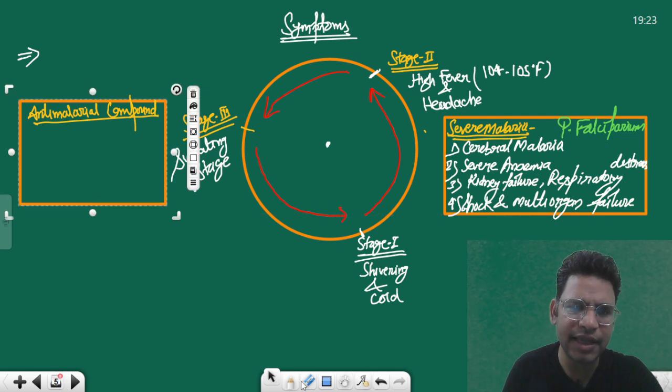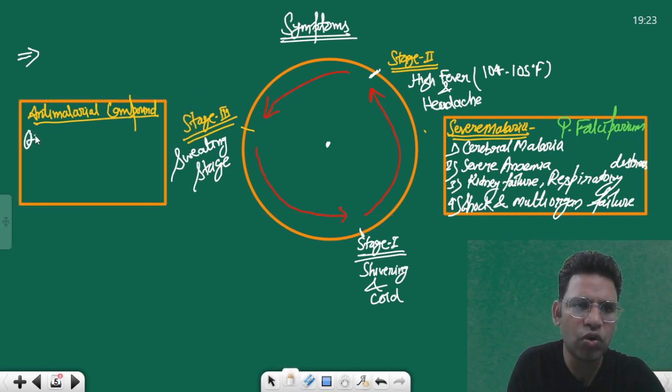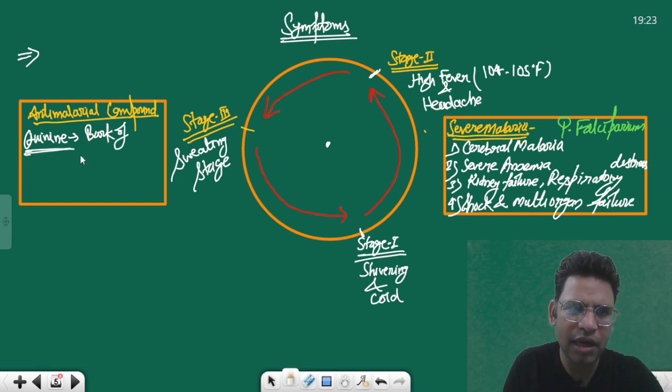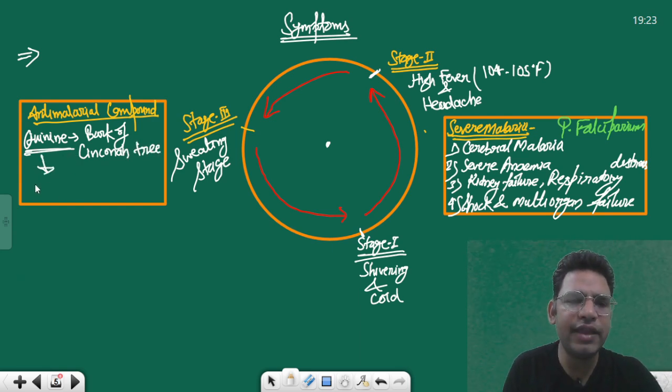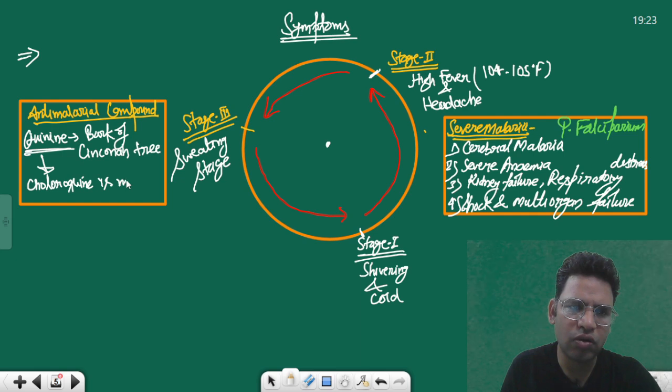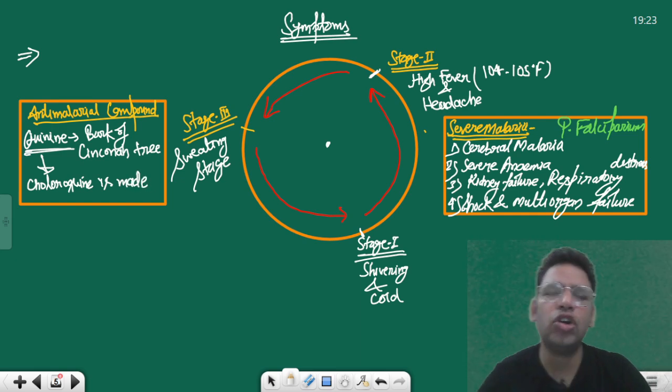It basically has something called quinine. It is quinine, right? This compound is extracted from the bark of the Cinchona tree. This is what you should remember. And with this quinine, chloroquine is made. Chloroquine is made. So keep that in mind, right?